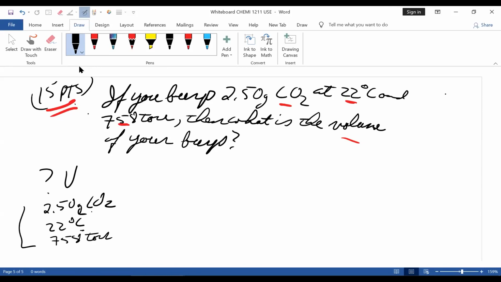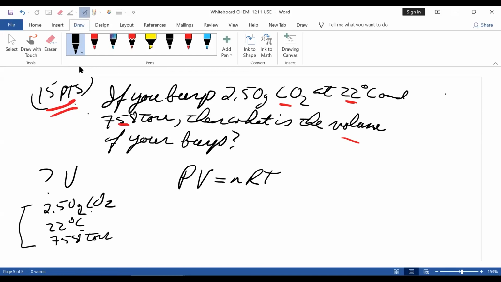Now, if you notice here, nothing's changing. You're not told this is the initial temperature, this is the final temperature, this is the initial pressure, final pressure. It's staying the same. And as soon as you know that, you should know it's time for the ideal gas law.